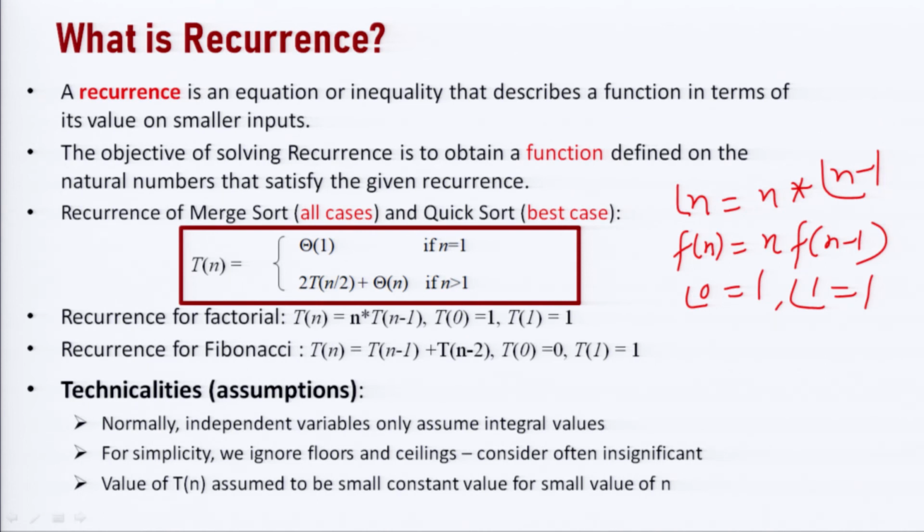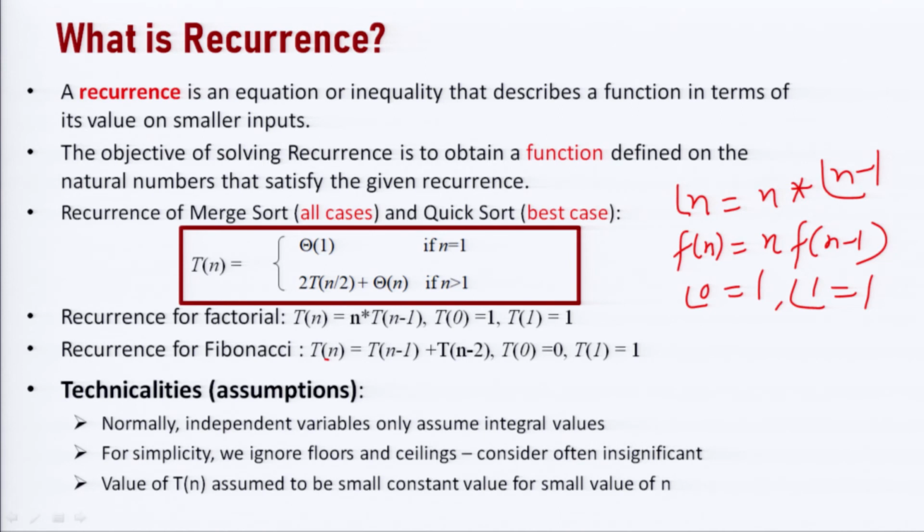Similarly, if we talk about the Fibonacci series, we have two constant terms, first and second, 0 and 1. So in this recurrence, t of 0 is equal to 0, t of 1 is equal to 1, and the next term is obtained by adding the two previous terms. If we want to find the nth term, t of n can be obtained by adding the previous two terms, that is t of n minus 1 plus t of n minus 2.